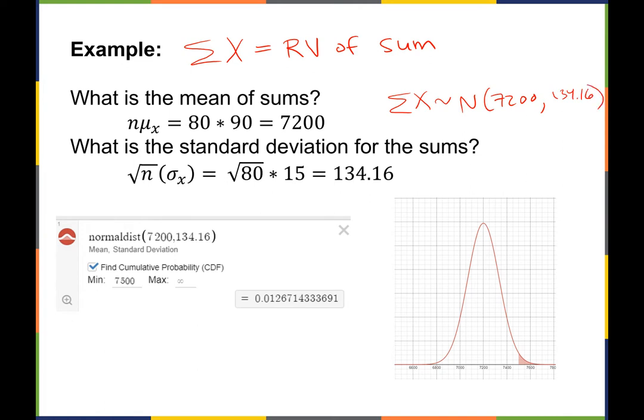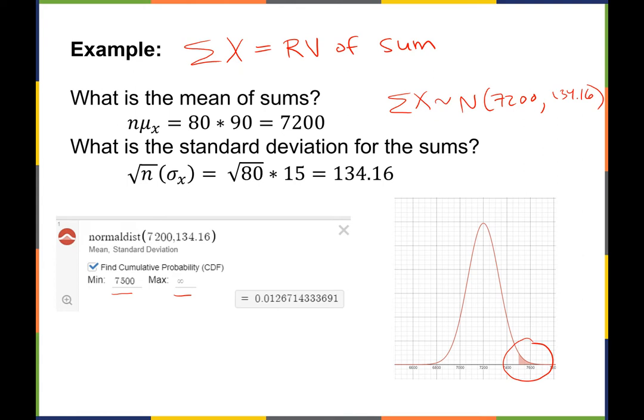So if we want to know the probability that the sum is greater than 7,500, we just use Desmos, and I'm not going to bother to pull it up here. You guys have done this a lot at this point. A normal distribution, we put in our mean and our standard deviation. We find the cumulative probability distribution function. We want to know 7,500 to infinity. That's this area right here. What's the probability of being higher than 7,500? And that's going to be 0.01267.